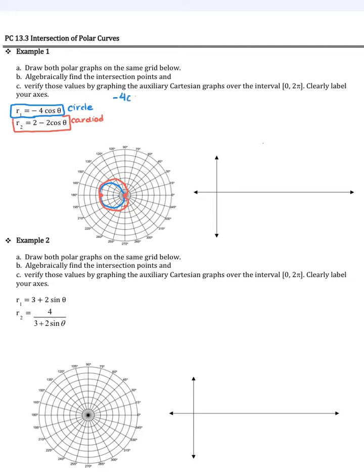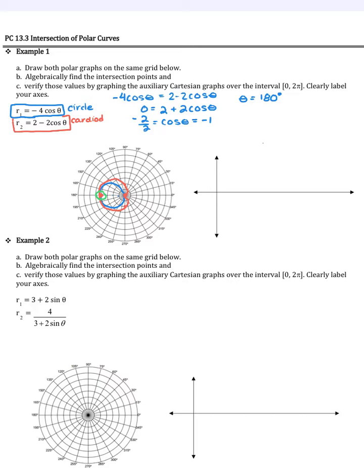So we have -4 cosine theta equals 2 minus 2 cosine theta. And we can bring everything over to one side so that I have 0 equals 2 plus 2 cosine theta. And actually now I'm going to bring this 2 over here, divide by 2. So we're solving when cosine theta equals -1, and that solution is only going to be at 180 degrees. So the true solution, it seems, is only going to be over here.